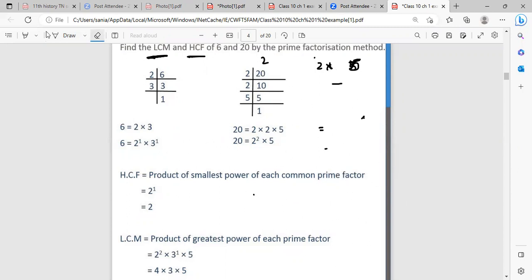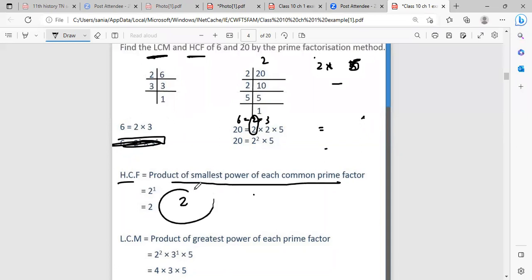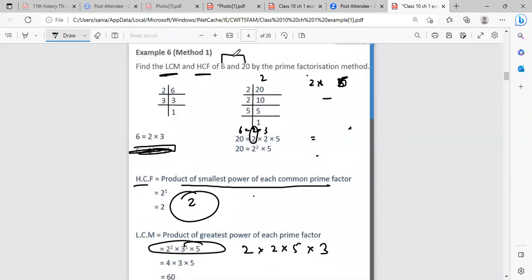I hope this making a pair one is easy for you, right? Yes, ma'am. So just write, see, they have just written it like this. So don't write it like this. Just write 6 equals 2 into 3 and then make a pair, like as I did. Then write HCF is the product of smallest power. So the HCF will be 2 and LCM will be 2 multiply by 2 multiply by 5 multiply by 3, like this. Whatever you feel like, just the way I did. Okay?